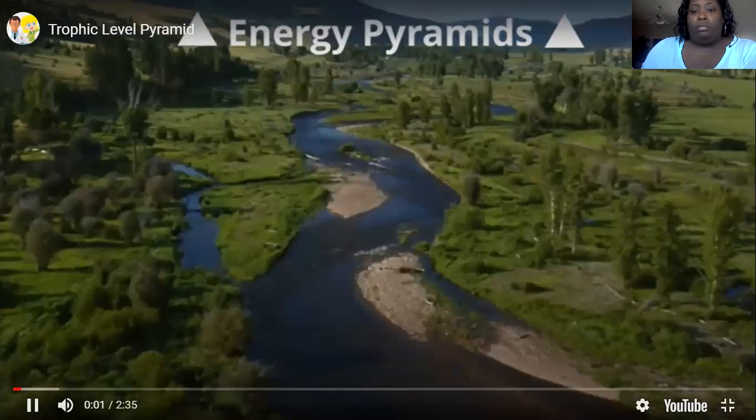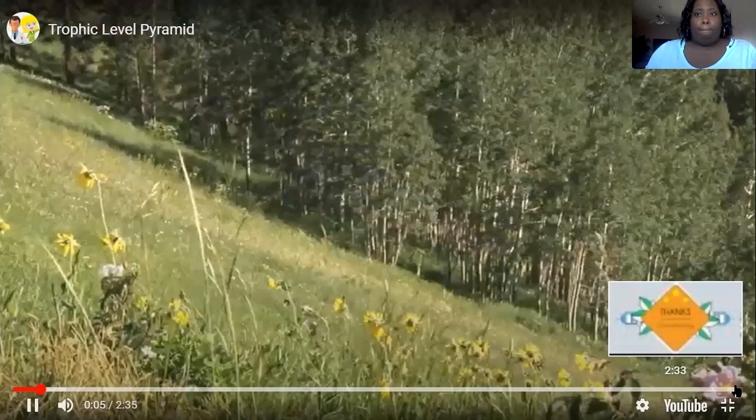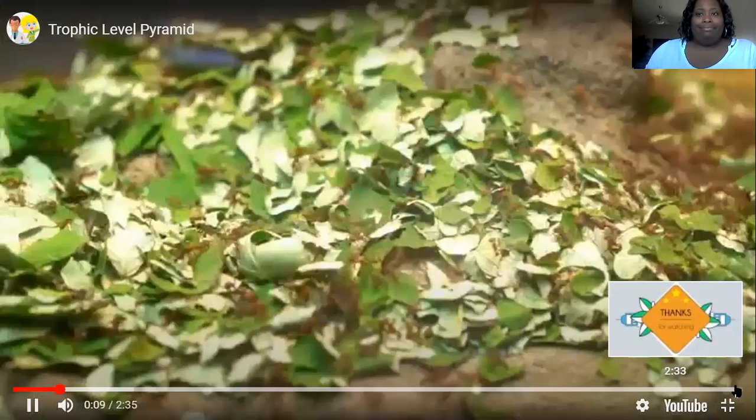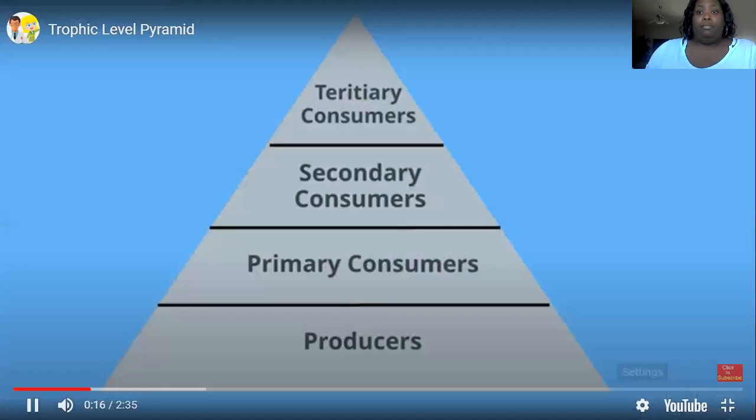It just tells you exactly what you need to know. Energy from the sun is transferred to the plant, and then to the insect from the plant, and then a snake eats the insect. The energy pyramid is a diagram. Here it is, energy flow through a community. The different levels represent different groups of organisms.